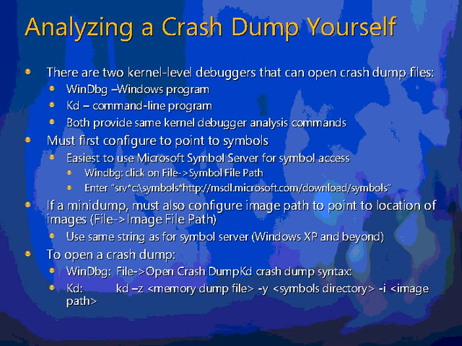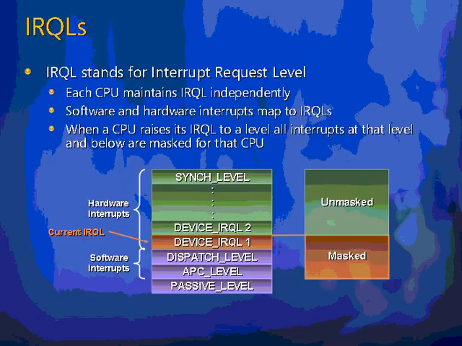Our next concept is IRQLs, and you've all been exposed to that term when you've seen the IRQL_NOT_LESS_OR_EQUAL bug checks. IRQL stands for interrupt request level. In the Windows operating system, each processor has its own notion of an interrupt request level that it uses to mask off interrupts. So it maps hardware interrupts and software interrupts into its own internal IRQL table, and when an interrupt comes in from a particular device, for example, it raises the IRQL of that processor up to the level that's defined for that device, and that causes interrupts from other devices at that level and below, including software interrupts, to be masked off until this interrupt has finished being serviced.